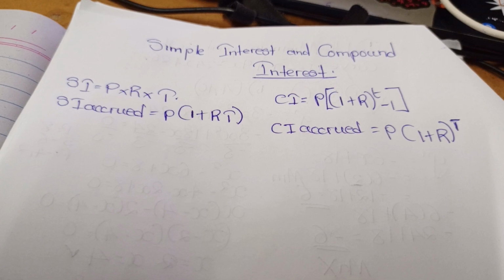And you have time, which is abbreviated with the letter T. This is the duration for which the principal amount is given to someone. And you have the accrued amount. This is the principal amount plus the interest amount the person returns to the bank.